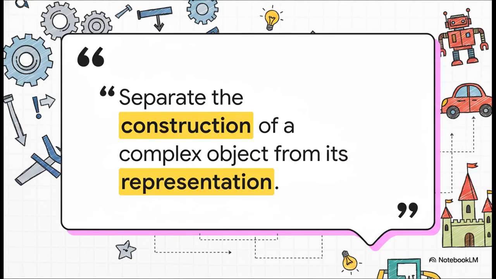Now, the official definition from the book sounds a little academic, but it holds the key. Separate the construction of a complex object from its representation. So what does that really mean? It means the how you build something is now separate from the what you end up with. The process itself becomes this reusable blueprint that can create totally different things.